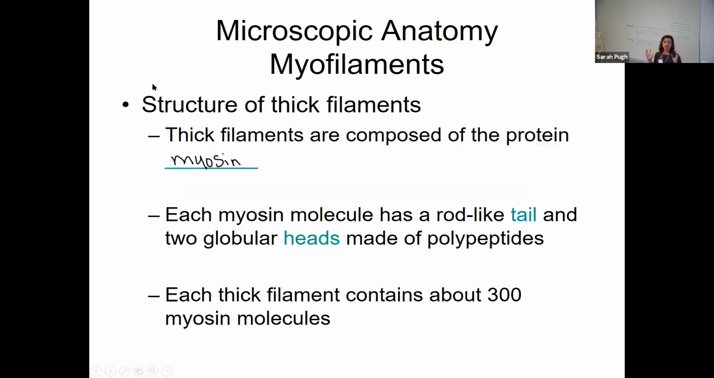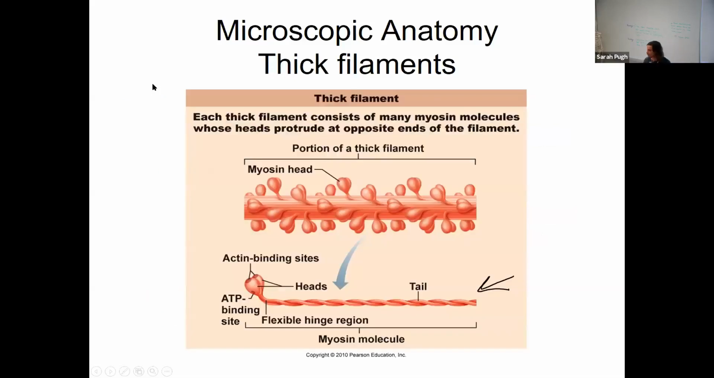So each of your myosin molecules has a tail, that'd be like the handle of a golf club, and it has two heads on it, two big globular heads. Now, in order to make a thick filament, we need about 300 of these molecules. And that will create a thick filament. So a thick filament made of myosin has about 300 myosin molecules in it. And you can see all of these myosin heads scattered all over the place.